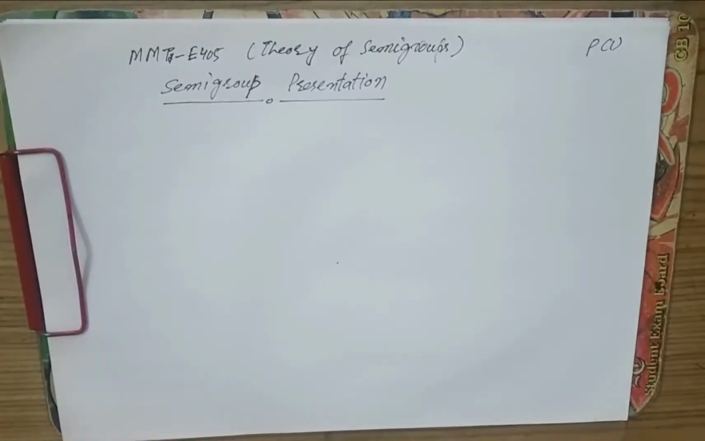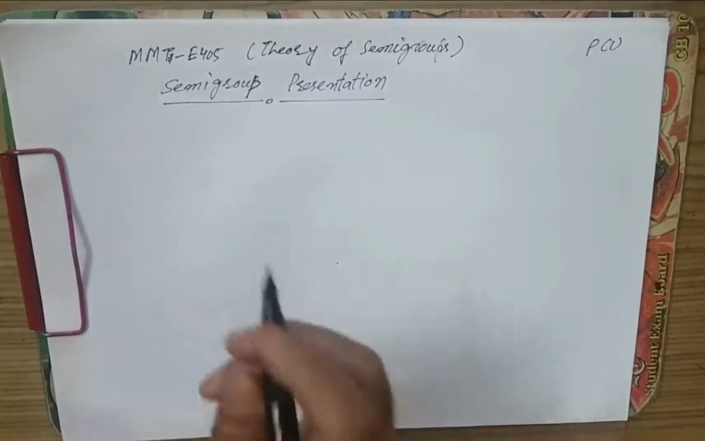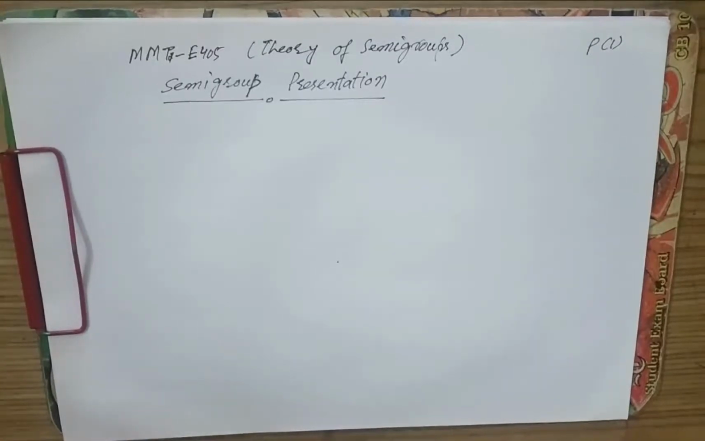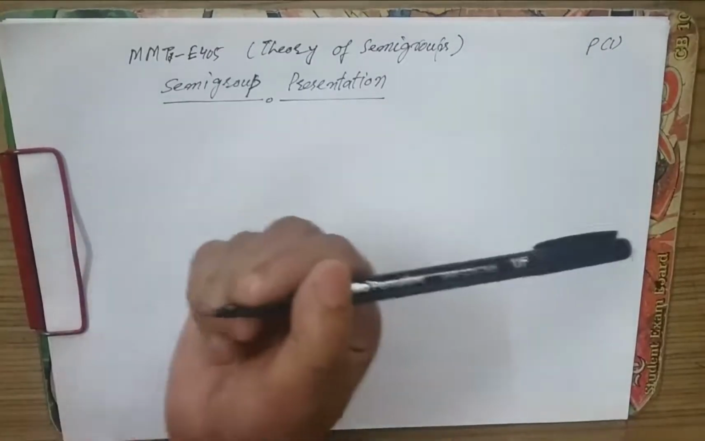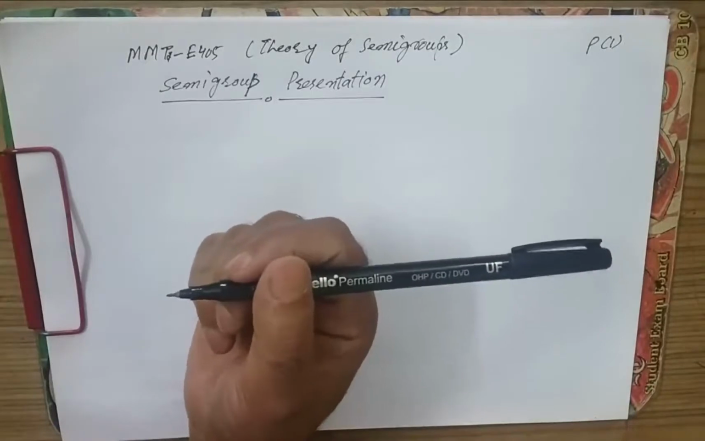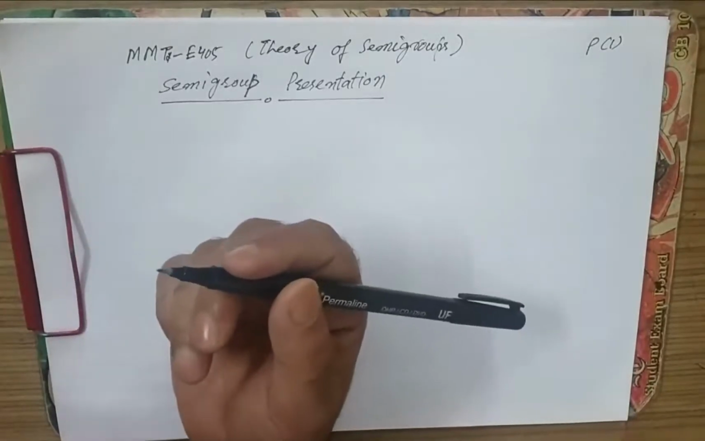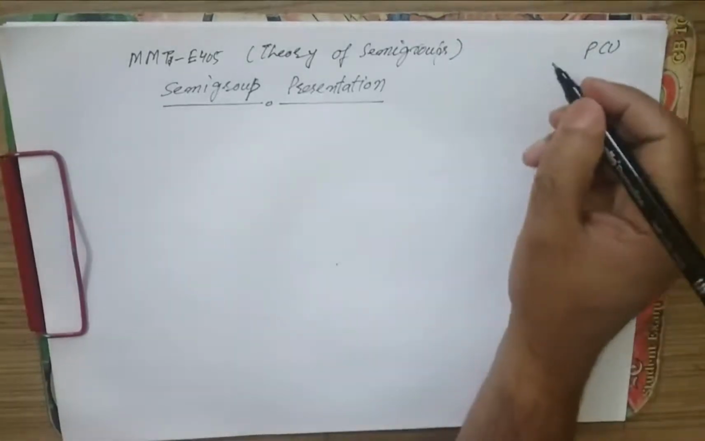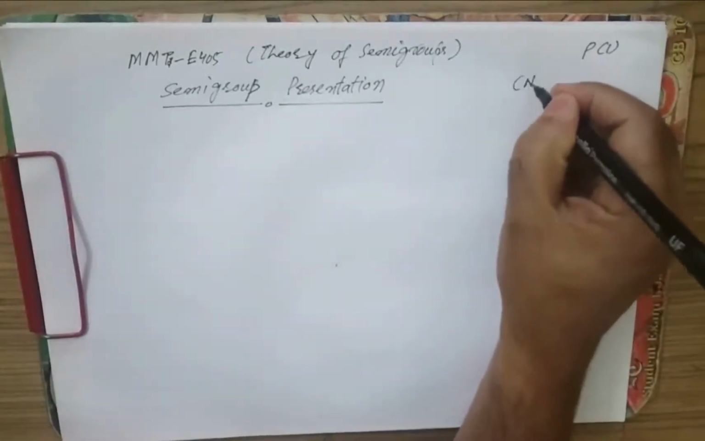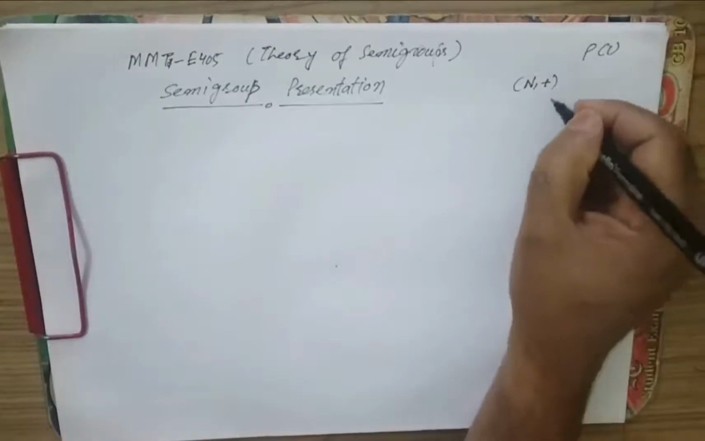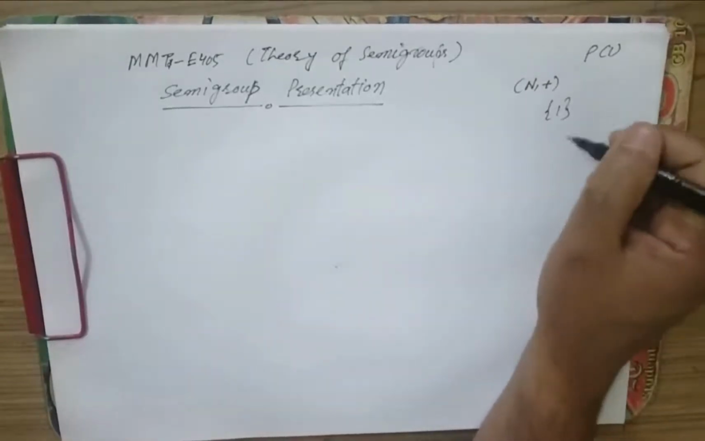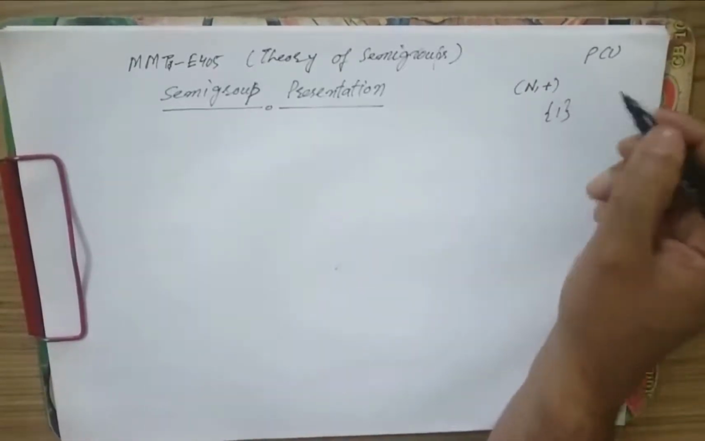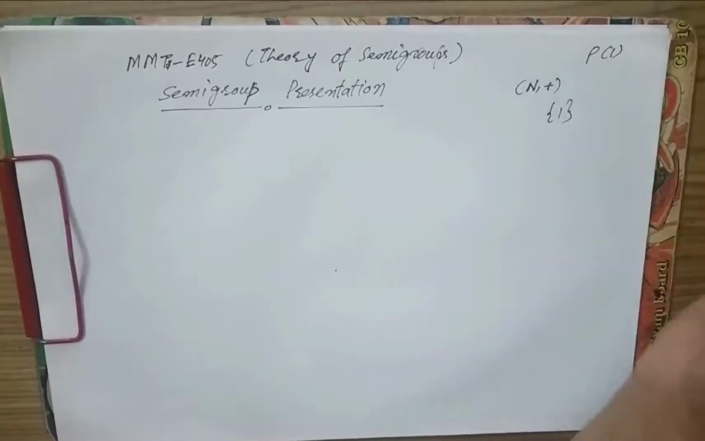so we already defined free semigroup. Now suppose we have a given semigroup and it also has a generator. Like we have a semigroup N with plus operation, and 1 is its generator, because 2 is equal to 1 plus 1, 3 is equal to 1 plus 1 plus 1, so 1 is its generator.